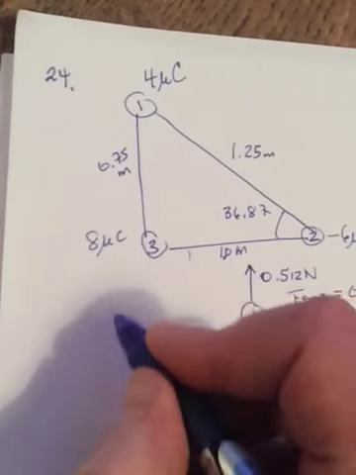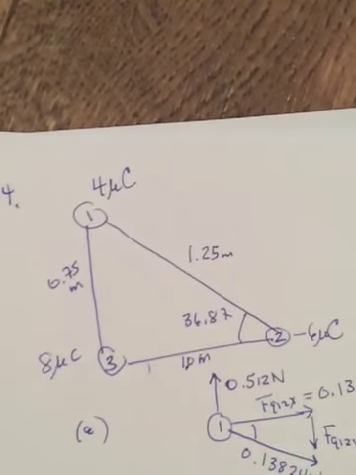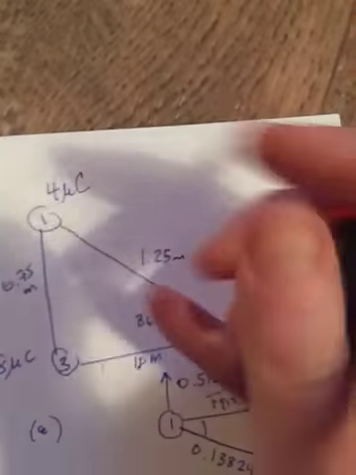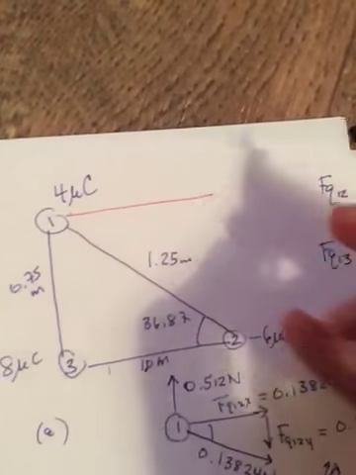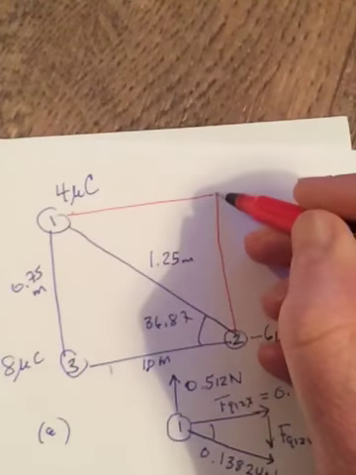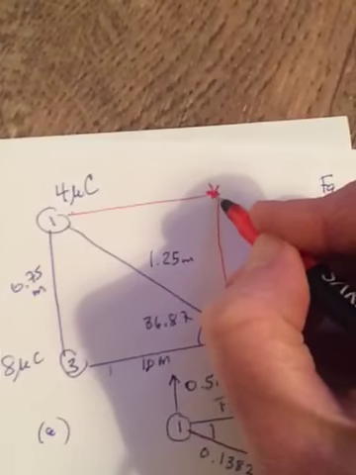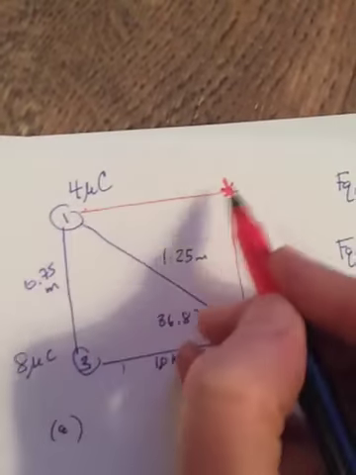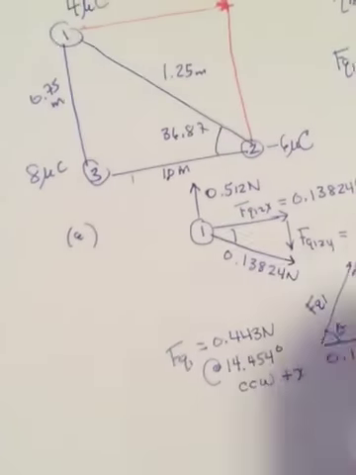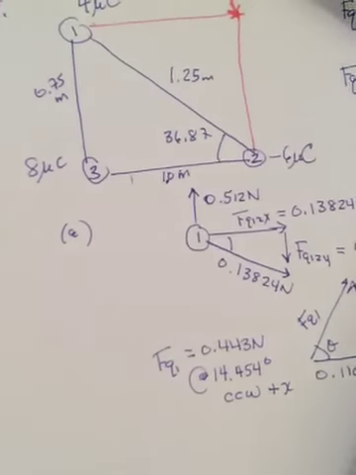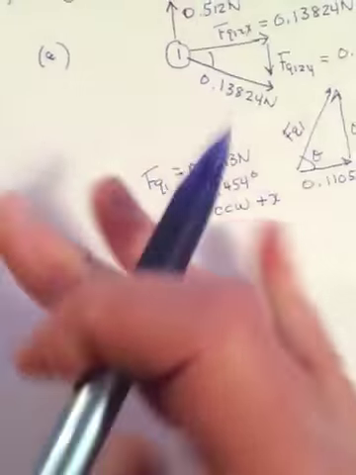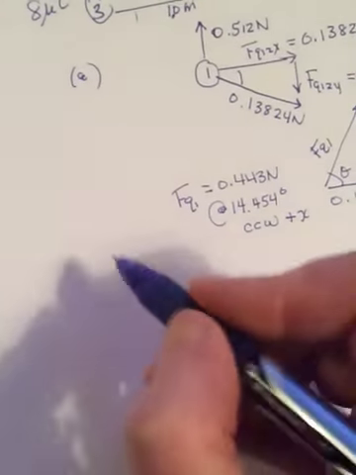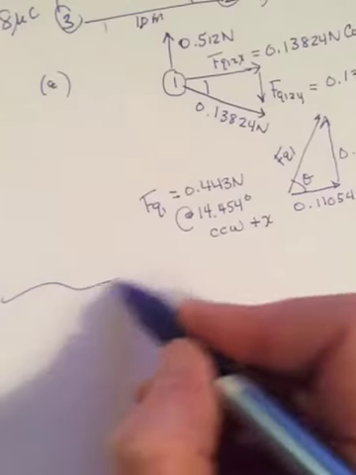That is part A. Part B says, well, now imagine there's a fourth corner. What is the electric field strength at this corner? So now to find that, we have to find the electric field from each of these 3 charges at that point. Okay?